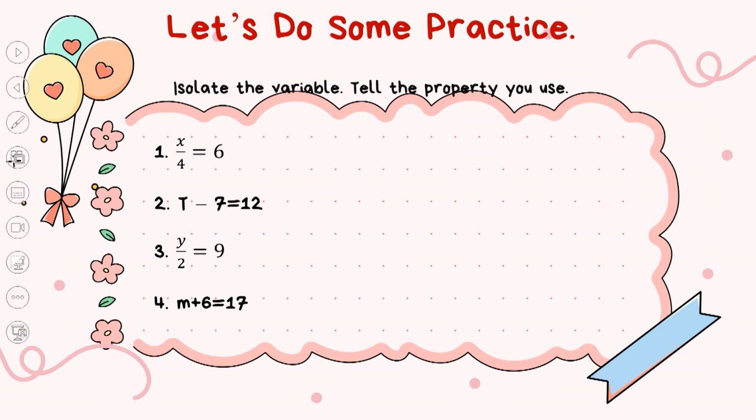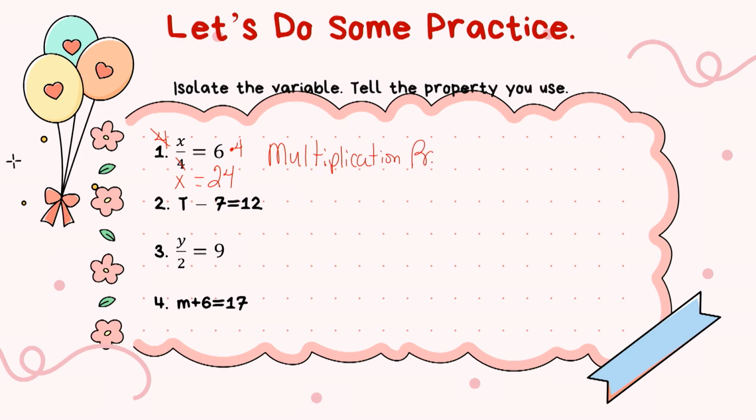So let me go ahead and get a different color. Let's use red. Since I'm dividing by 4, I'm going to multiply by 4 and have my x left. If I do it to one side of the equation, I must do it to the other side, and so my x equals 24, and I used the multiplication property. Good job.